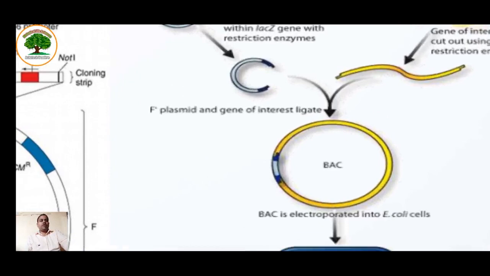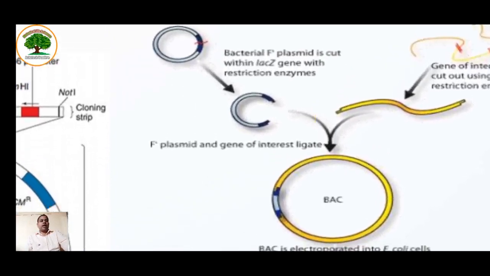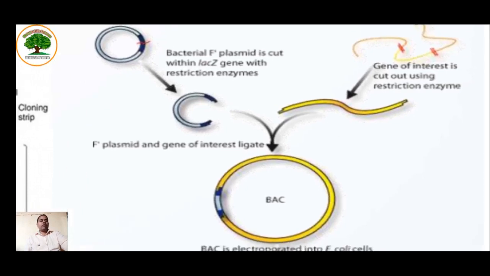Let's proceed with the first step. The bacterial plasmid, that is the F plasmid, is cut within the lacZ gene. So now this has the lacZ gene, and it is used as a selectable marker gene here. It is cut at that position with the restriction enzyme, and with the same restriction enzyme the DNA fragment of interest is cut. Now what will happen? The restriction enzyme used here will form cohesive sites on both sides. See here, the DNA fragment also has a cohesive site, and on this side it also has a cohesive site.